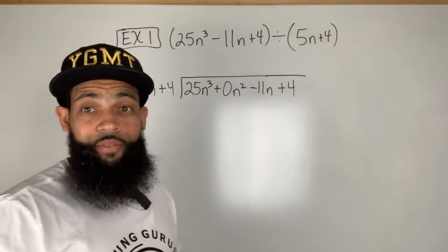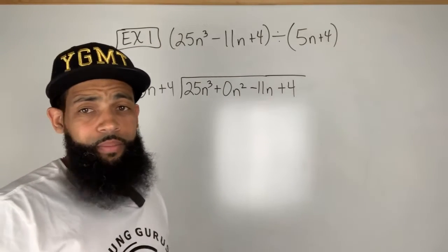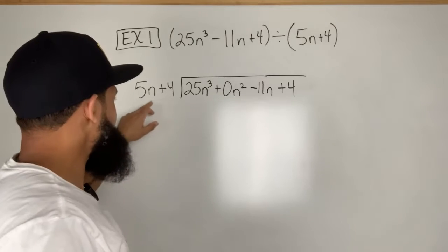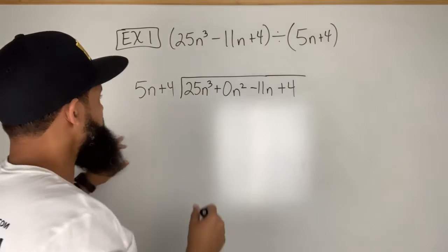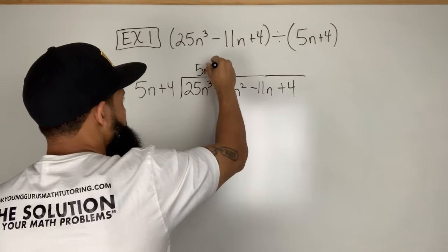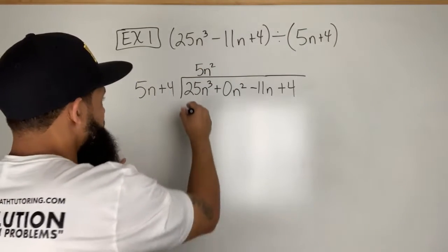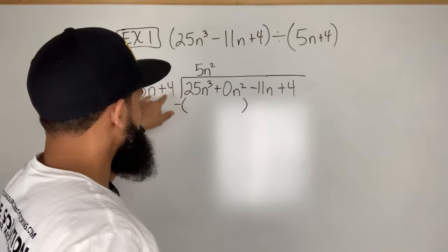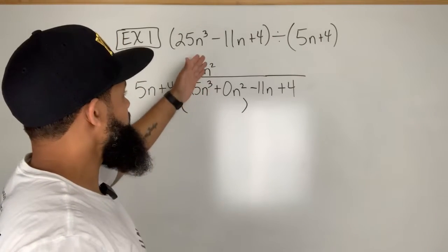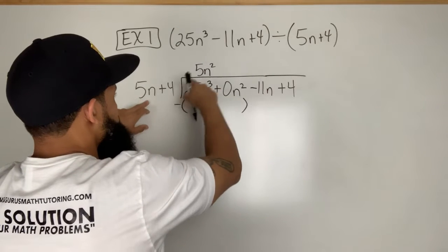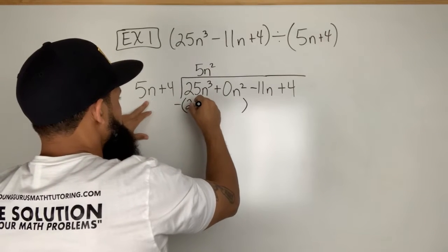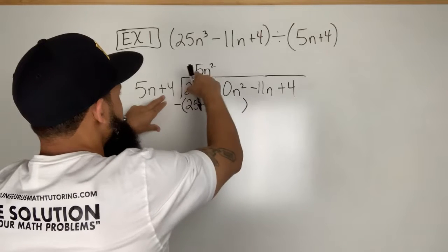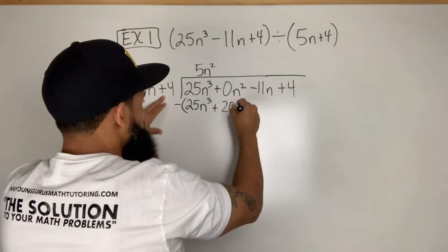Now you're going to have to follow along very closely. Please rewind, stop, and all that good stuff. So I need to first of all see how many times 5 can go into 25. So 5n, how many times can it go into 25n cubed? Well, it can go 5n squared times. Okay, and I'm going to prove that down here. Just like regular long division, you see how many times the divisor can go into the first term in the dividend, and then you multiply. So now I need to multiply 5n plus 4 times 5n squared. That's going to give me 25n cubed, and I should get the same thing down here. And then 4 times 5n squared gives me 20n squared.